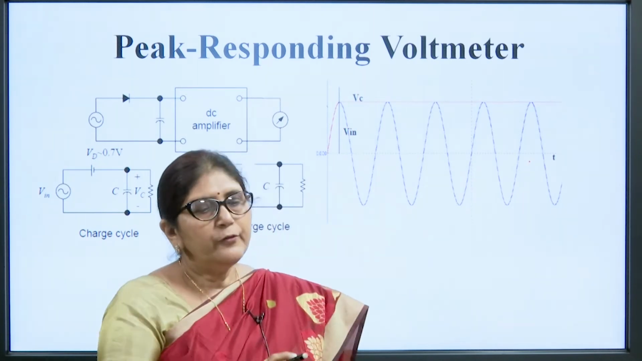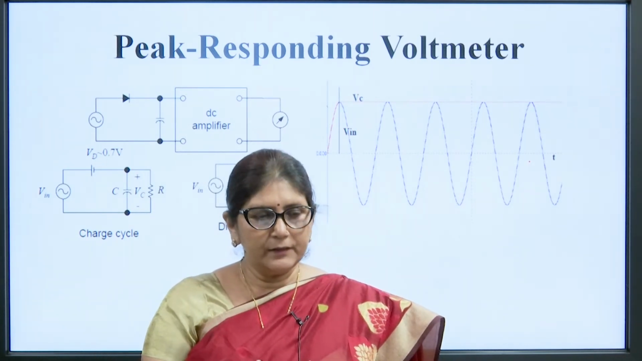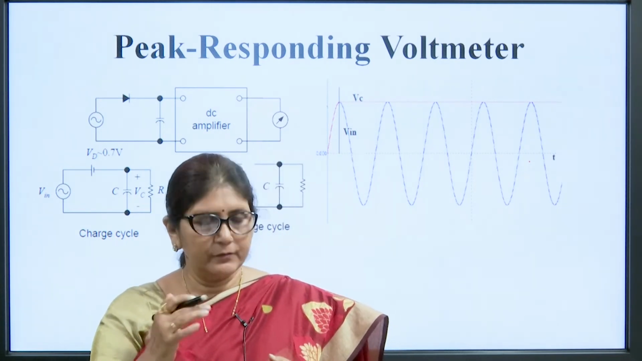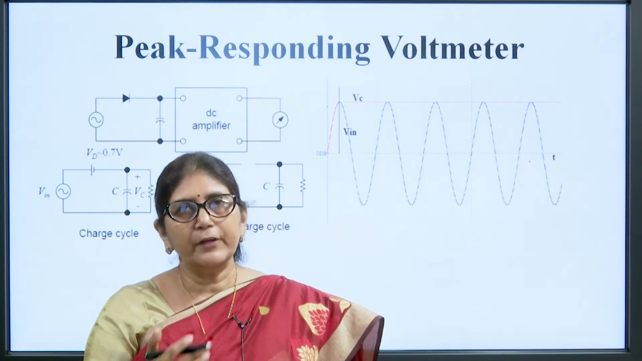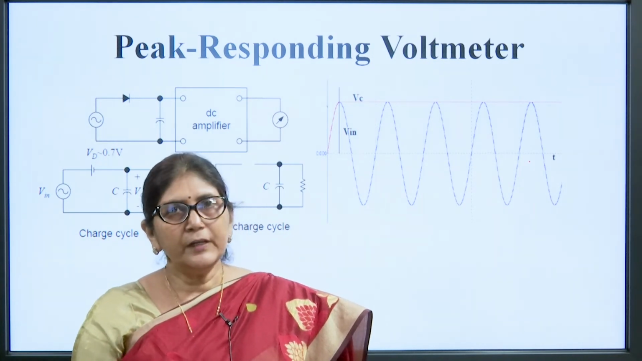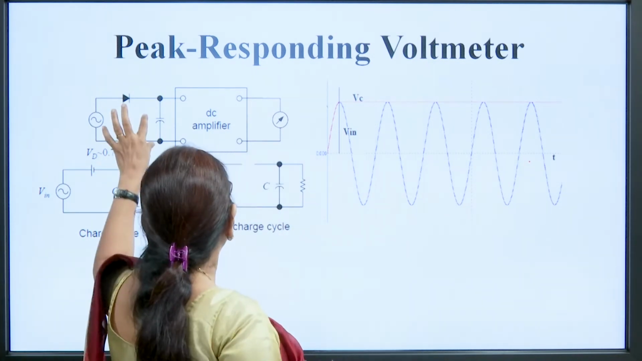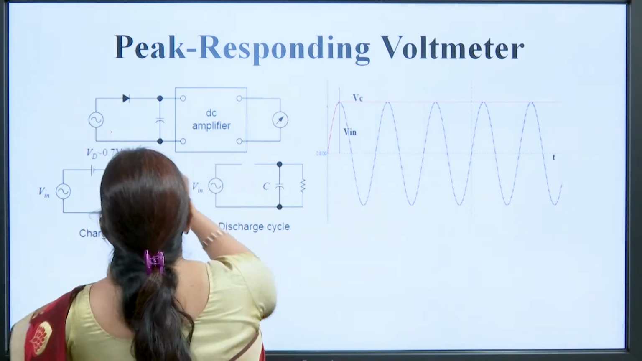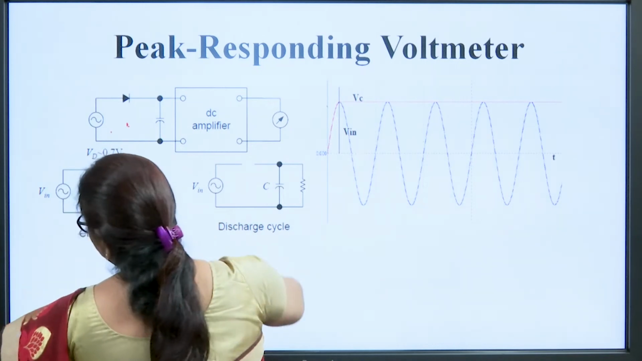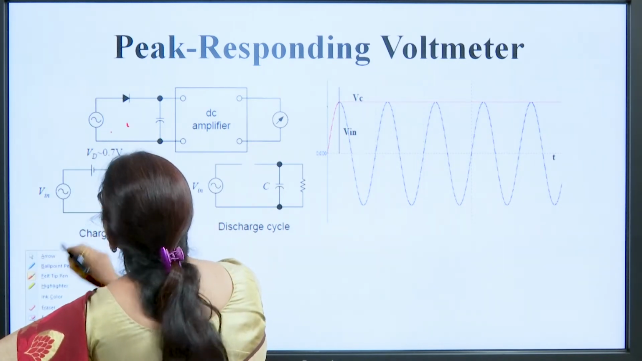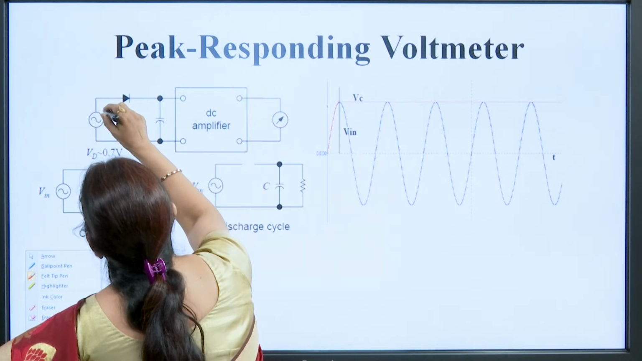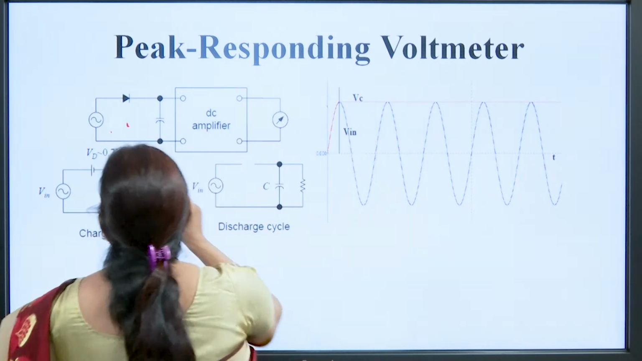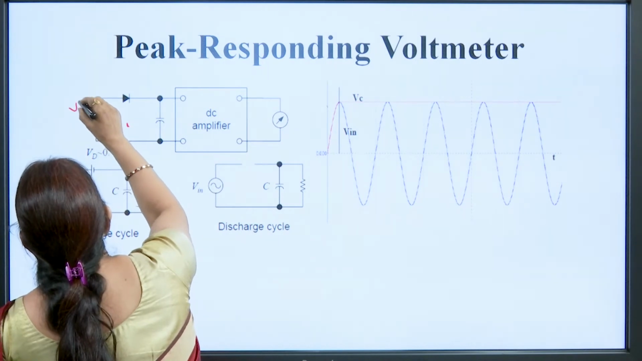Similarly, suppose we want to measure the peak of any signal. We do not want to measure the average value or the RMS value of a voltage, we want to measure the peak value of the voltage. Then we will place a capacitor over here. So, this is the input signal that we want to measure, suppose V input.